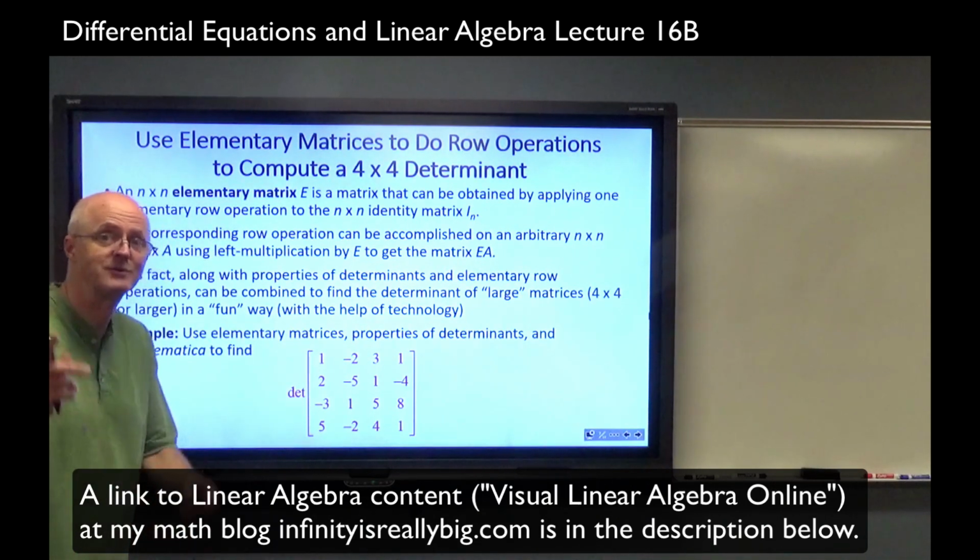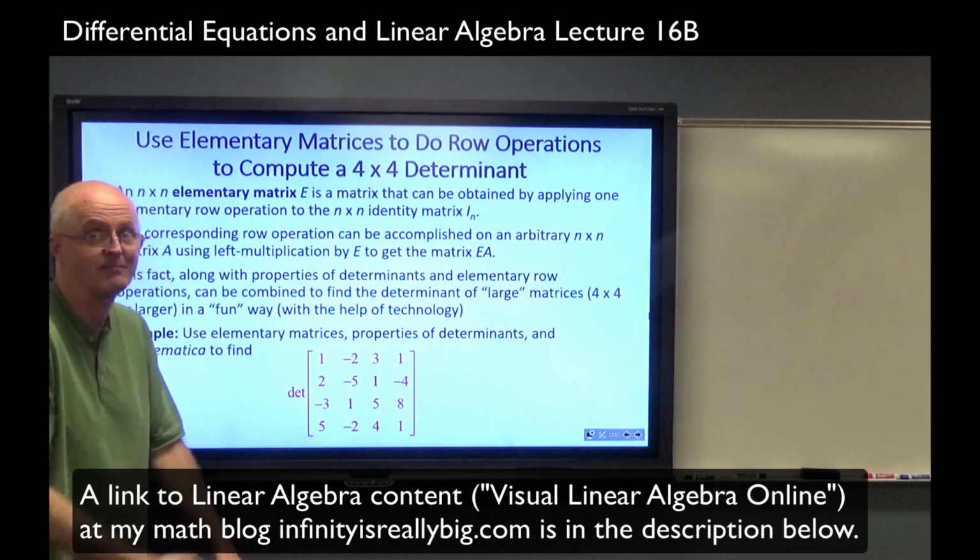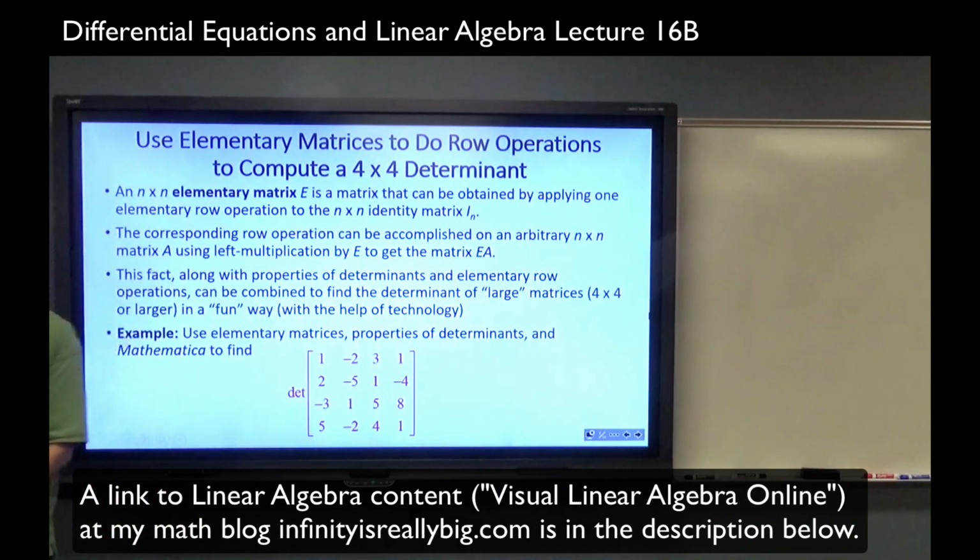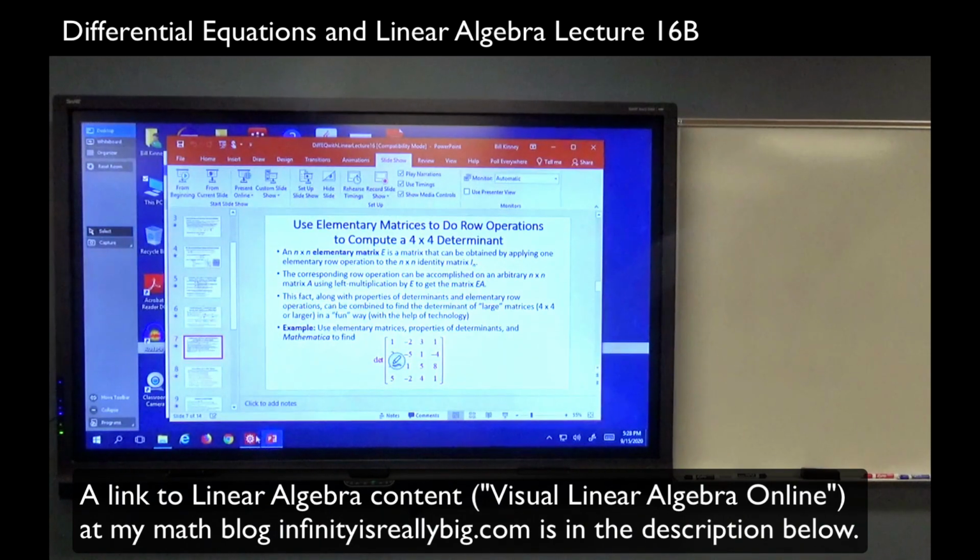Actually, I had one student whose favorite thing to do as a math major was just take determinants of big matrices like this. I don't know why, but they had a lot of fun with it. This will be fun, though. We use the technology in a fun way.